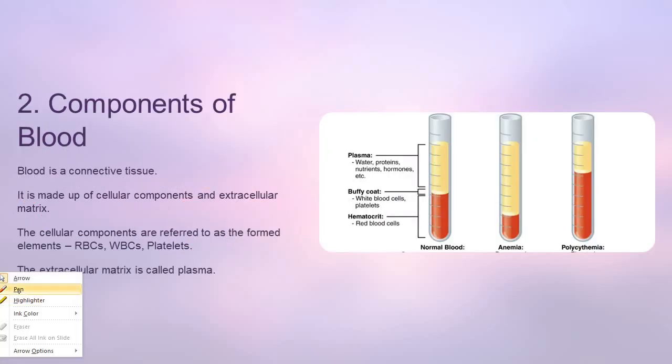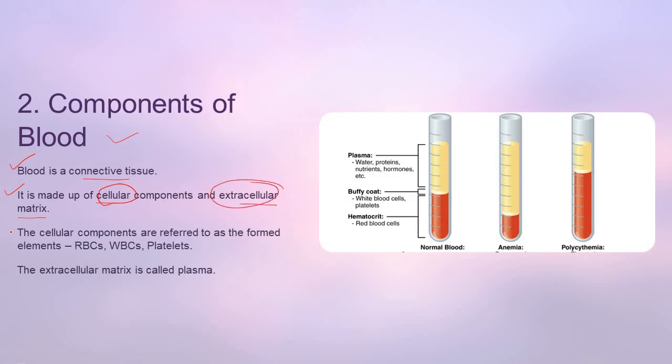This is the next slide. Components of blood. First, blood is a connective tissue. Second, it is made up of cellular components and extracellular matrix. The cellular components are referred to as formed elements: RBC, that is red blood cells, WBC, white blood cells, and platelets. The extracellular material is called plasma.